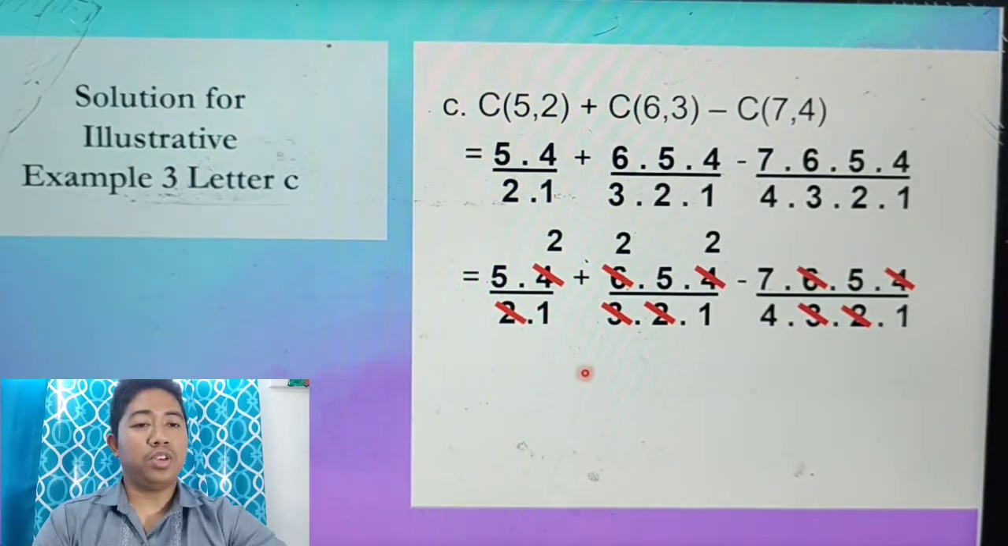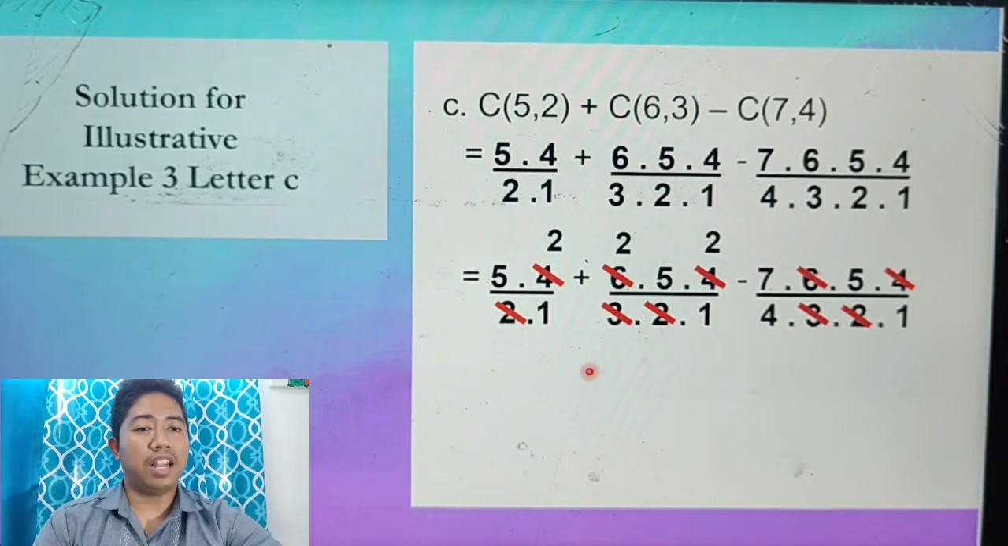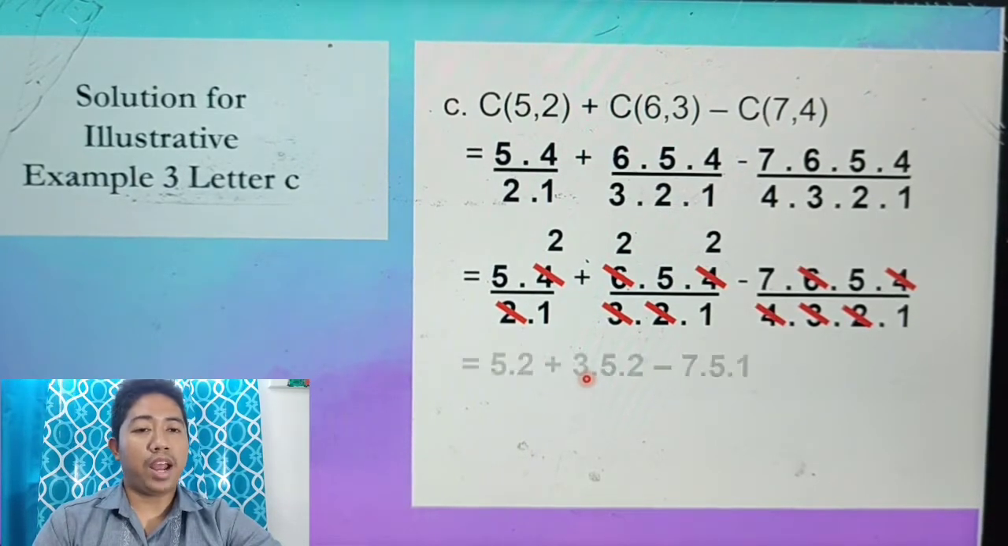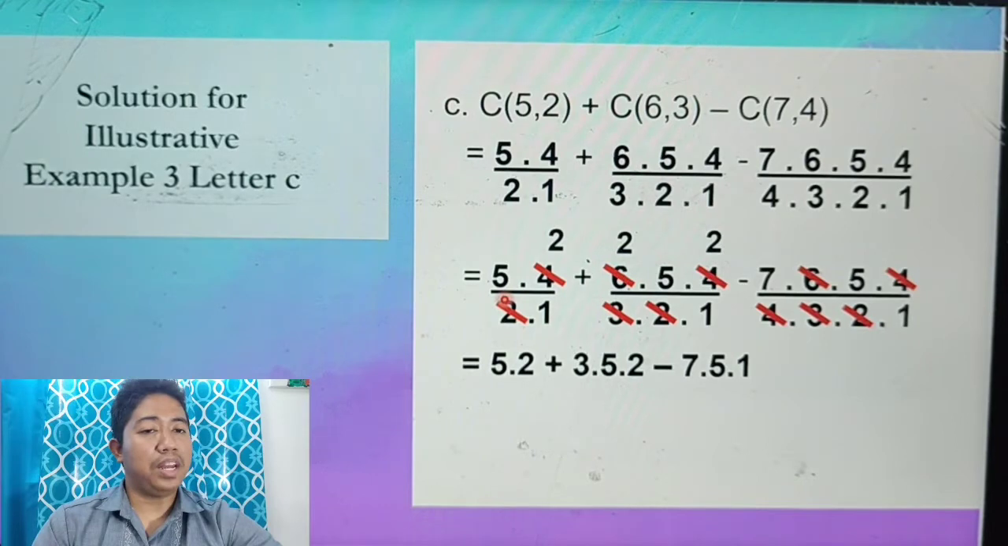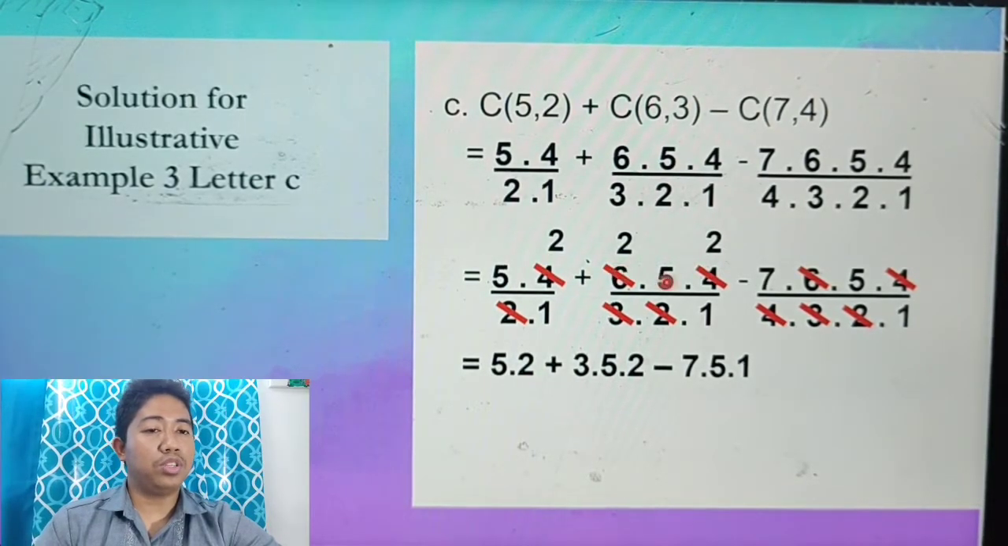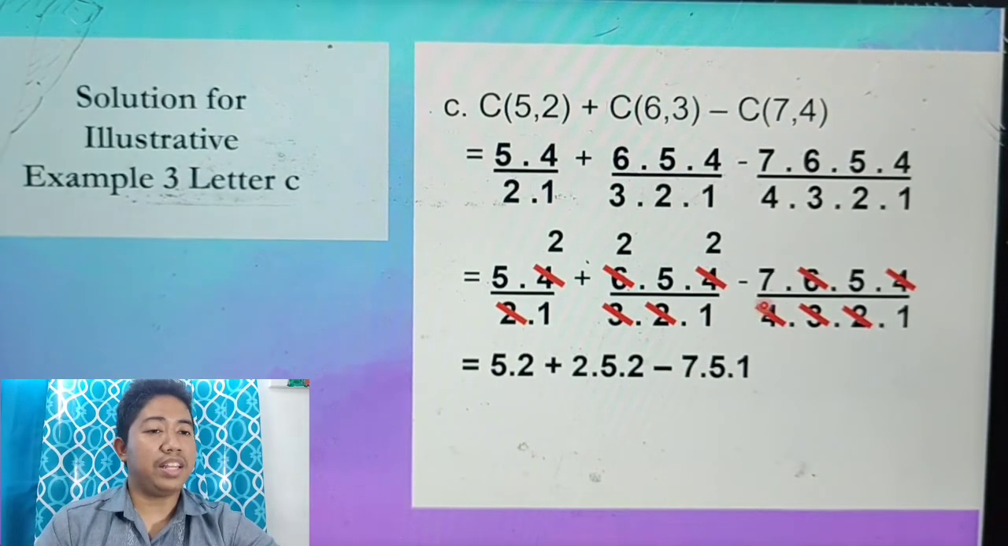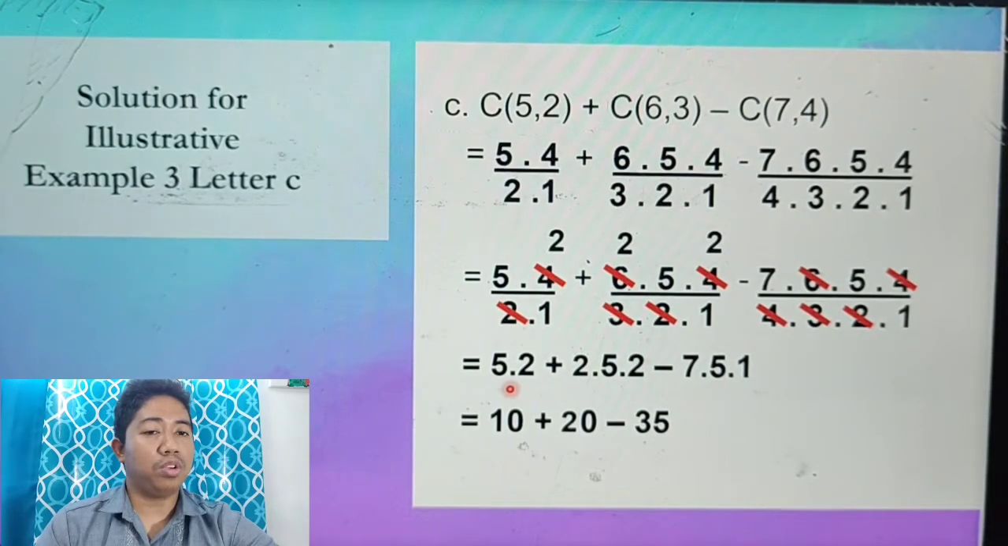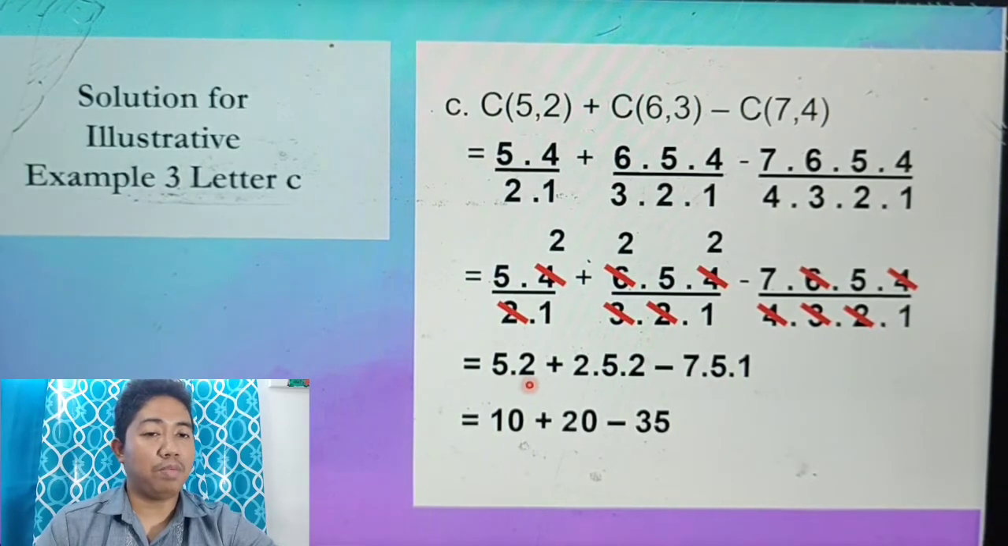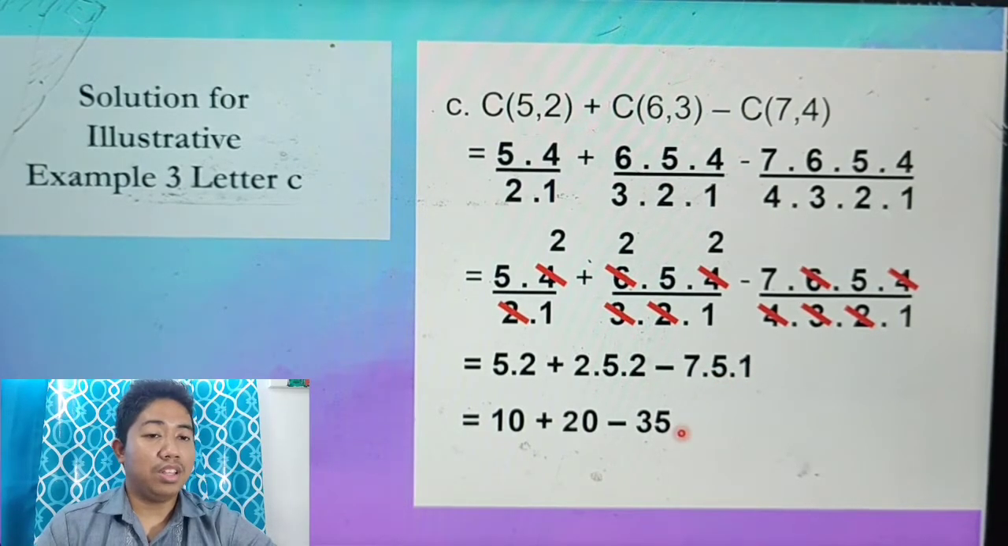The process to do is to express the uncancelled factors by getting the product. So the remaining factors on the first term are 5 times 2, the second term is 2 times 5 times 2, and the last is 7 times 5 times 1. The next process is to get the product of each term. So 5 times 2 is equal to 10. 2 times 5 is 10, times 2 is 20. And 7 times 5 equals 35.